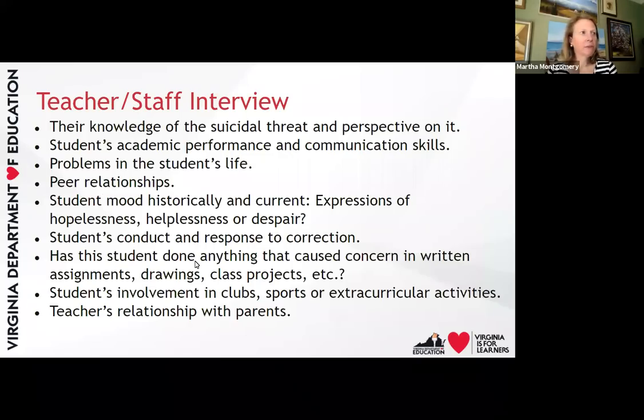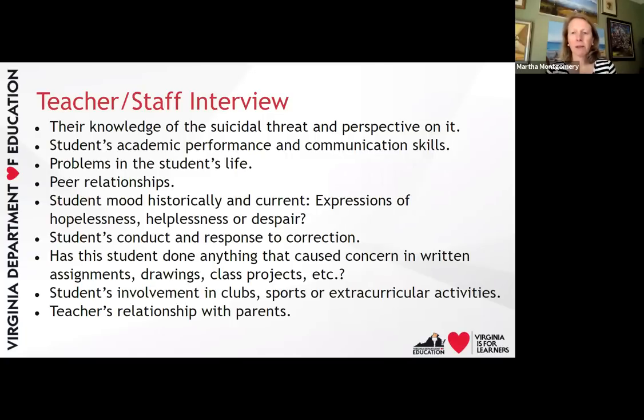Another important piece in the suicide risk assessment is the teacher and staff interview. As some of you might be aware, in these cases, it's a lot of putting pieces together, and sometimes those pieces don't come together until after an event occurs. So it's really important to get an idea of what teachers and staff are hearing. What is their knowledge of the suicidal threat? Have they heard others talk about it? Have other students said something? Are they aware of any issues or problems in the student's life?